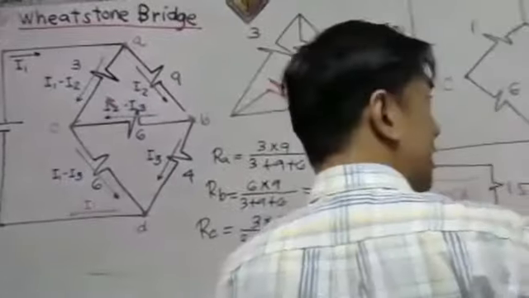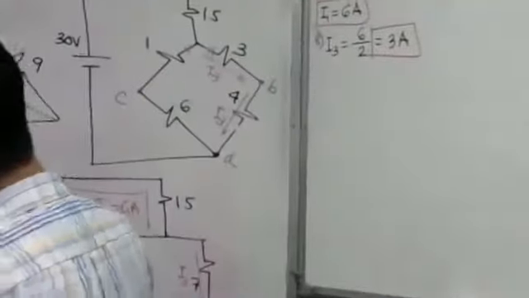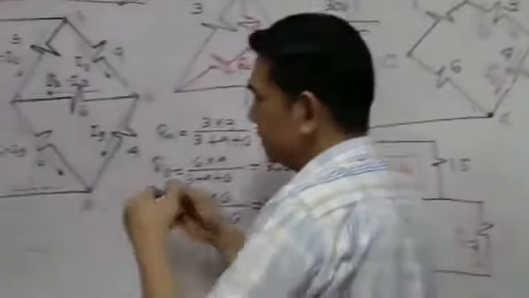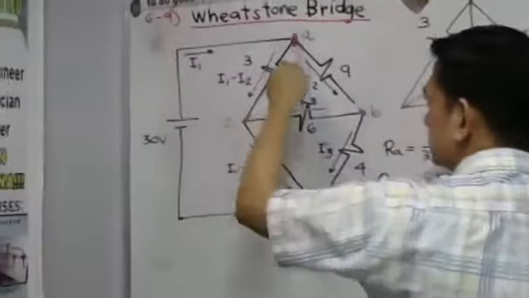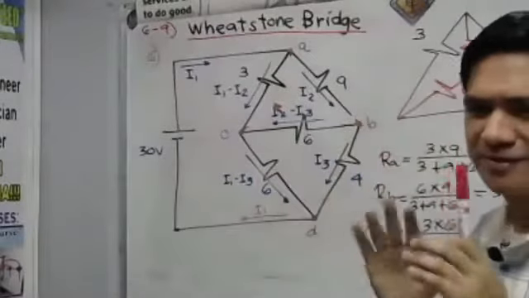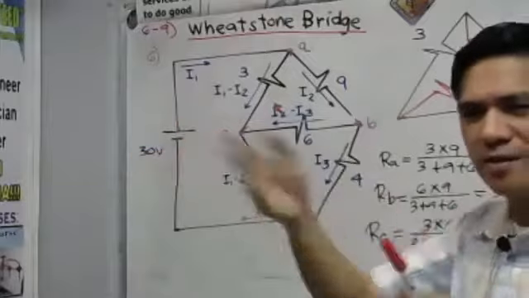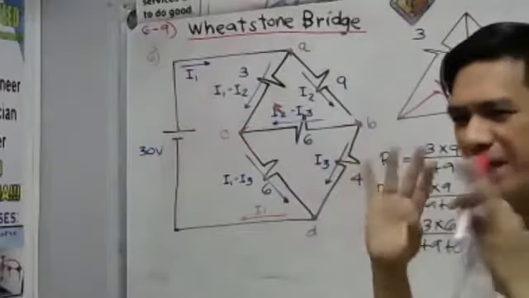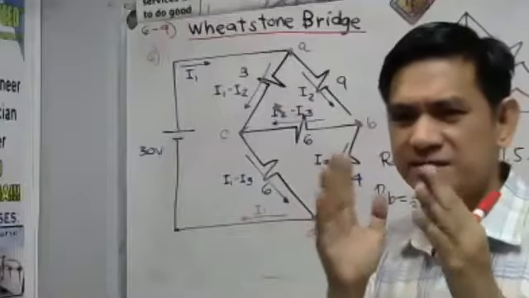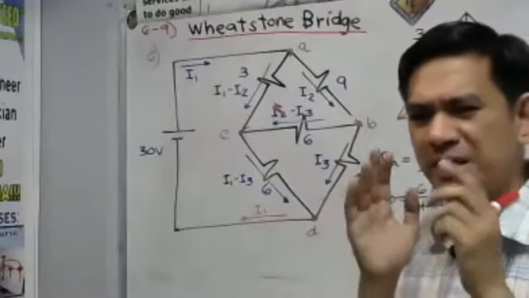Since we are already given I3 to be 3 amperes, I will consider this complete loop. At first, I'm thinking of Maxwell's mesh method. You can go to our previous video, where we have so many discussions about Maxwell's mesh. But the easiest thing here, let's have a bit of a shortcut.